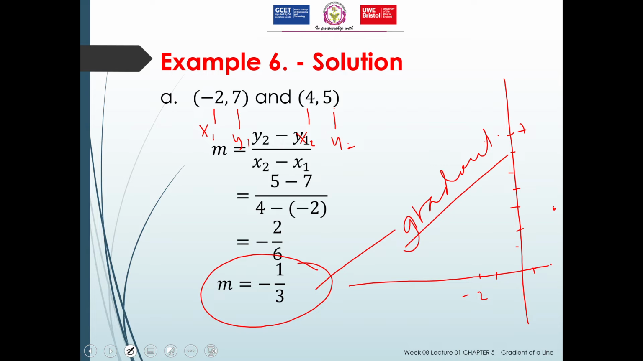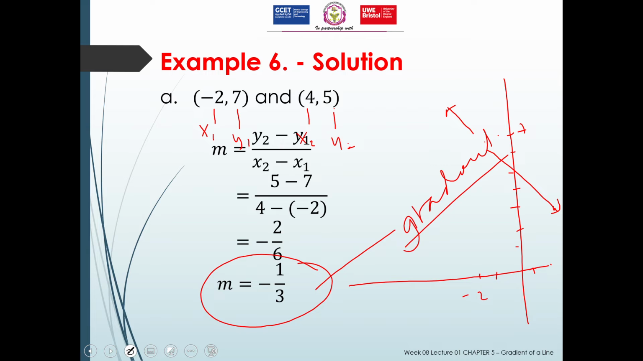So it looks like the line will look like this. It's inclined to the left. Now this is due to the fact that your gradient is negative. When your gradient is negative, your line tends to incline to the left. When your gradient is positive, your line inclines to the right.